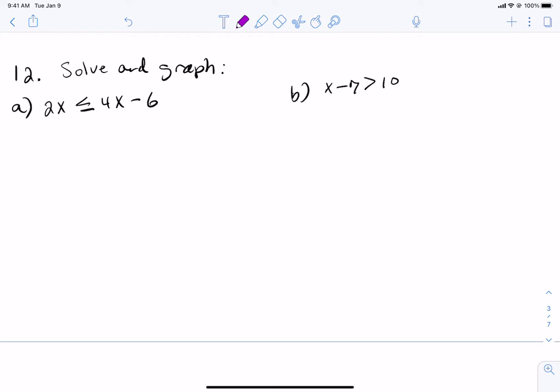For 12b, just add 7 to both sides. Addition and subtraction doesn't change your symbol, just leave your symbol alone. We solved it. X is greater than 17. Let me remind you about the graphing of it. Put your 17 down and maybe one number above it, one number below it, in number line order. Now, let me make that look a little better.